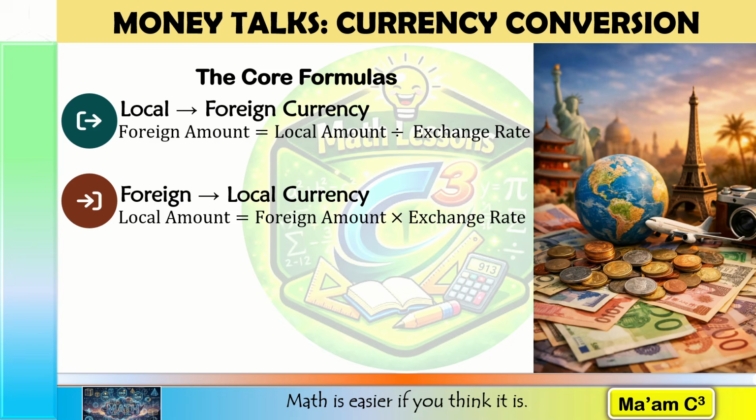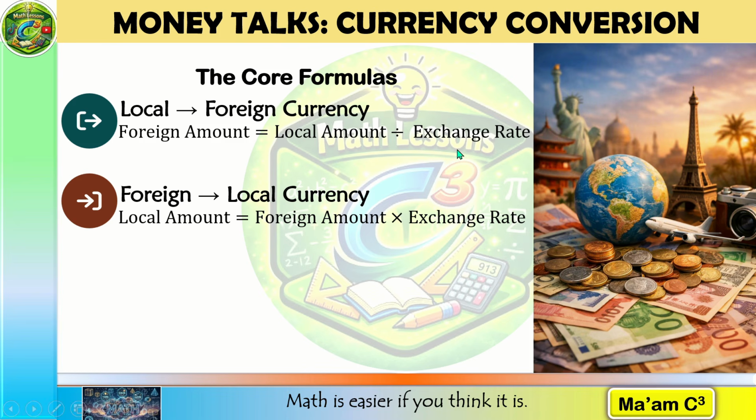Here's the most important part of our lesson, the core formulas for currency conversion. There are two situations that we need to remember. First, when we're converting from local currency to foreign currency, we use: foreign amount is equal to the local amount divided by the exchange rate. In simple terms, if you're taking your Philippine pesos and converting them into another currency, you will generally divide by the peso value of 1 unit of the foreign currency. For example, if 1 US dollar is equal to 62 pesos and you have 30,000 pesos, you divide 30,000 by 62.